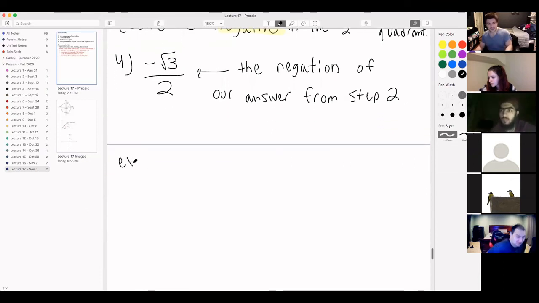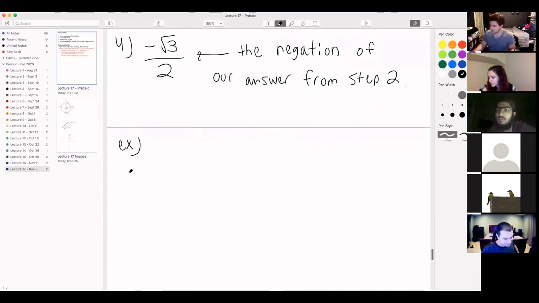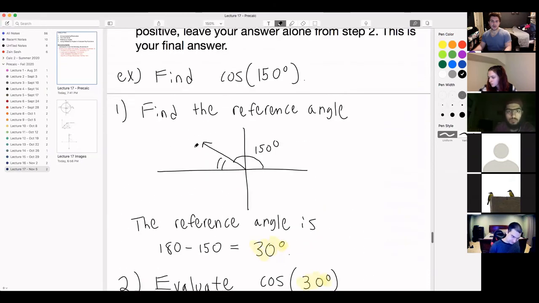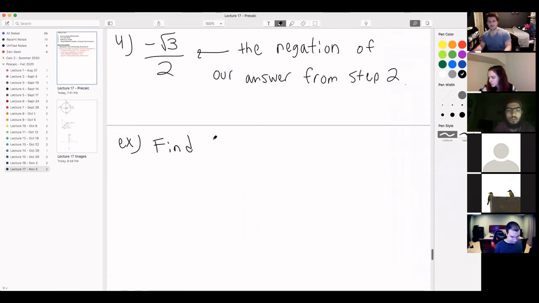I want to get these done and try to finish a little early. Okay, we're going to do the same thing. We're going to do sine of 150 degrees.